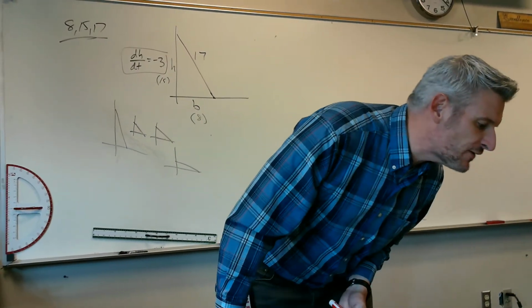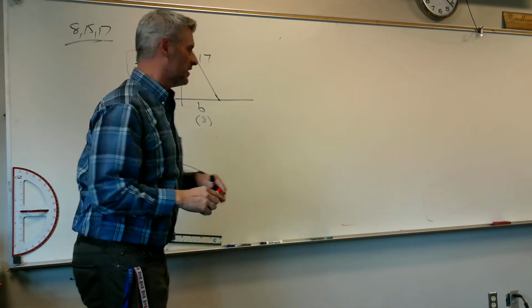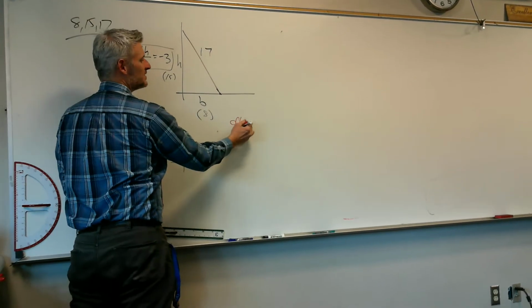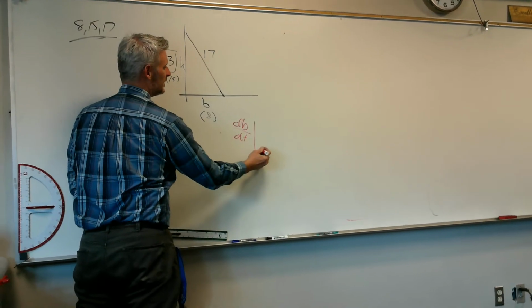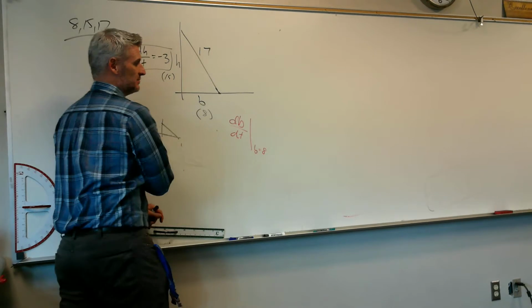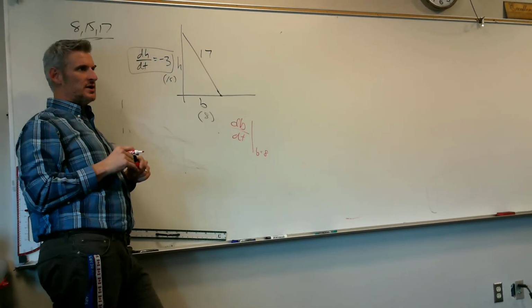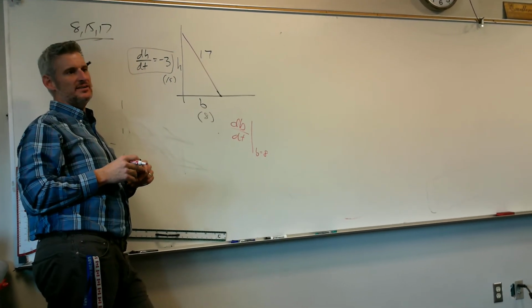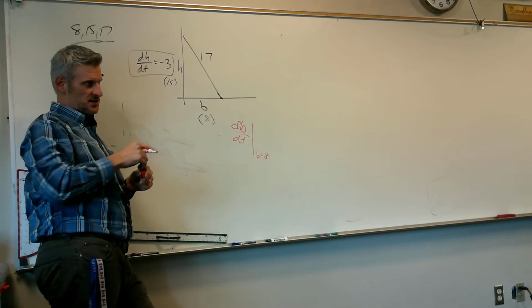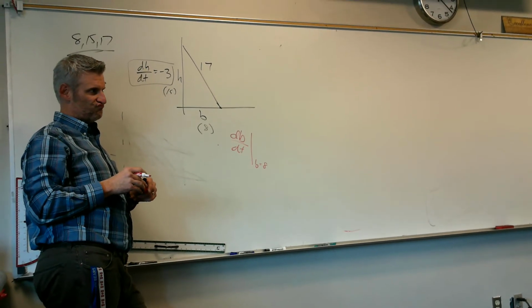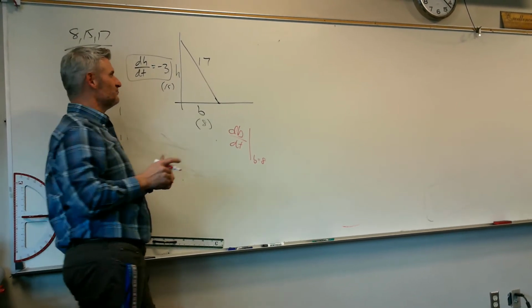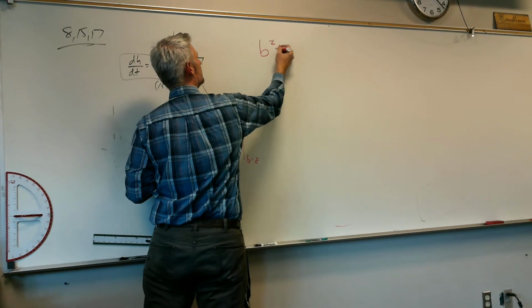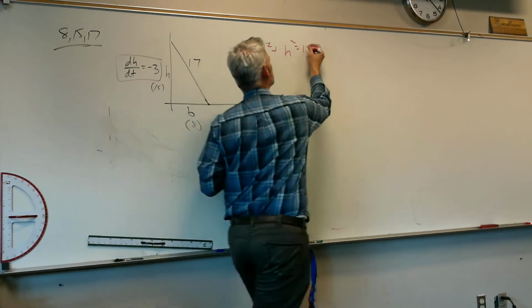How fast is the base of the ladder moving away from the wall? All right, so I want to find out what is dB/dt when B is 8. First thing we need is an equation that relates B and H and 17. X squared plus Y squared equals 17 squared. Yeah, I'm going to use these letters: B squared plus H squared equals 17 squared.